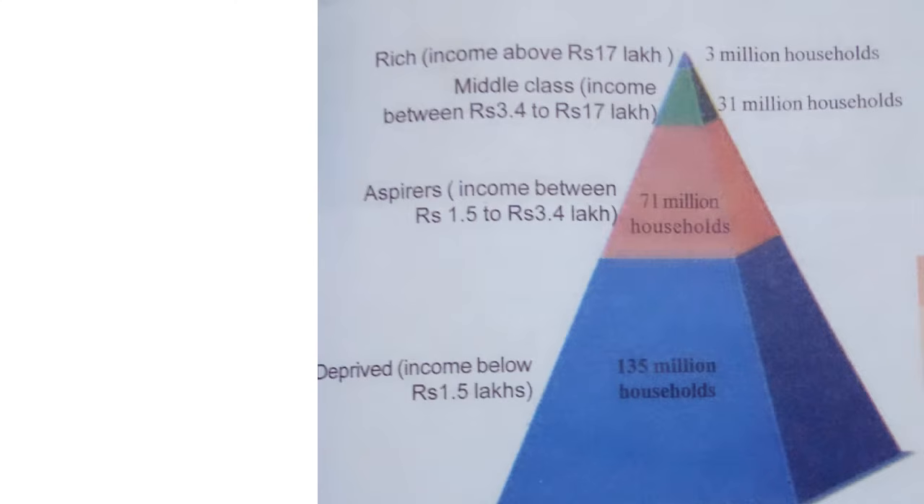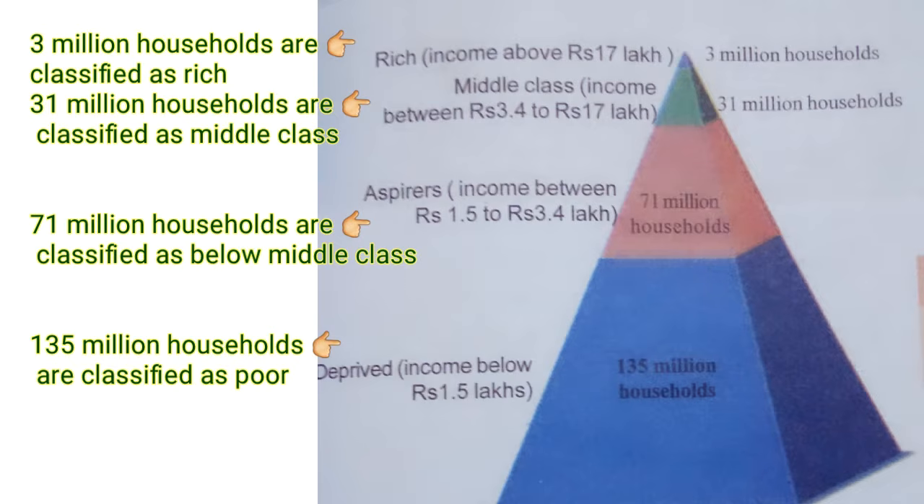This graph shows the distribution of households in India based on annual income. Households means families. Let's see how much income households are getting per annum. The 3 million households above 17 lakhs income are called rich. And 31 million households are middle class, those who are getting income between 3.4 to 17 lakhs.